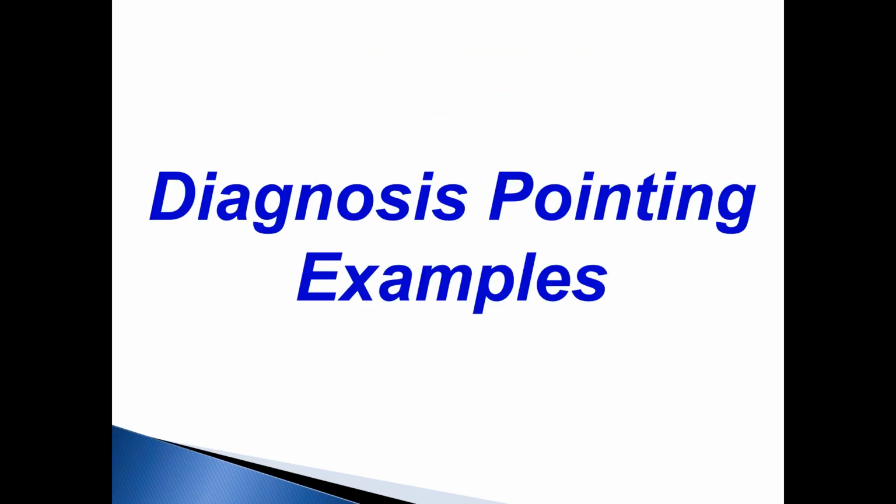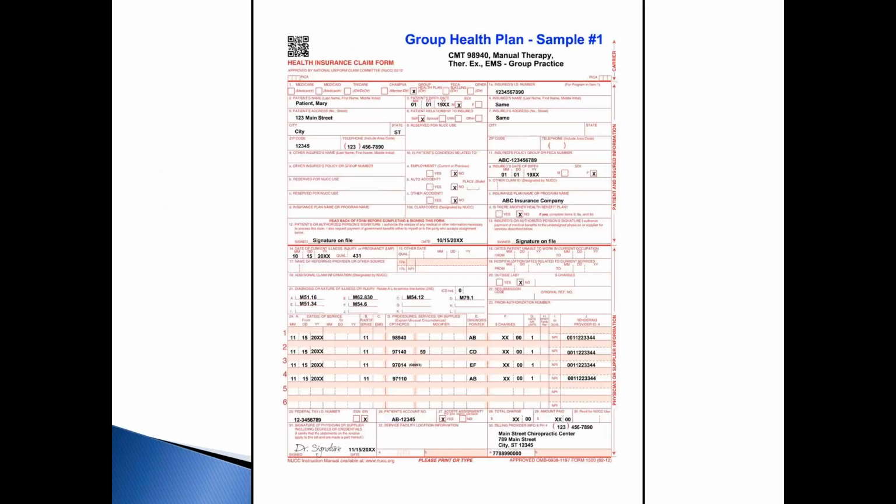All right, now let's talk about diagnosis pointing. So here's a claim on Mary Patient. Mary Patient comes in, and this is a group health plan. This is a sample claim going out with chiropractic manipulation or adjustment, 98940. We're also doing manual therapy, that's 97140, in a separate anatomic site. We're also doing unattended electrical stim. You can see here on this sample, it's 97014, or some plans require the HCPCS code of G0283, and then we have therapeutic exercises 97110. So we have 4 services.